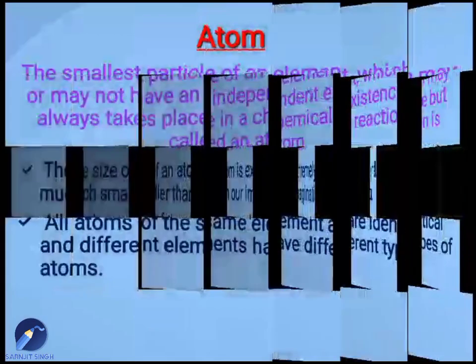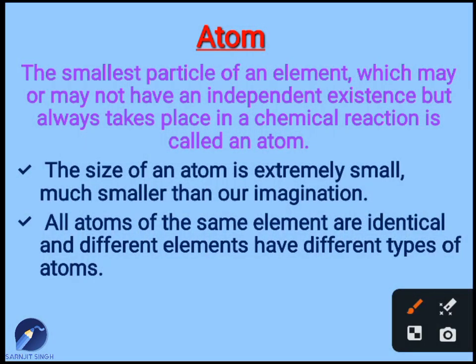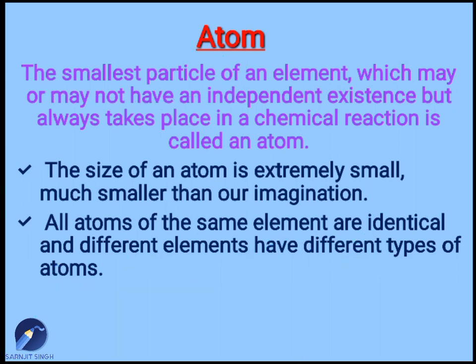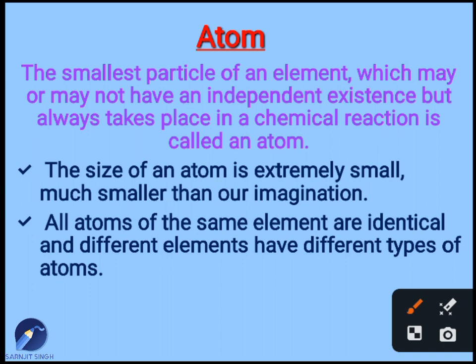Next. So now today's first topic is what is an atom. An atom is the smallest particle of an element. So here is a question, what is an element? You can consider hydrogen, helium, oxygen, carbon, iron, etc. Every element is made up of very small particles. Those small particles are called atoms, and they may or may not have an independent existence.